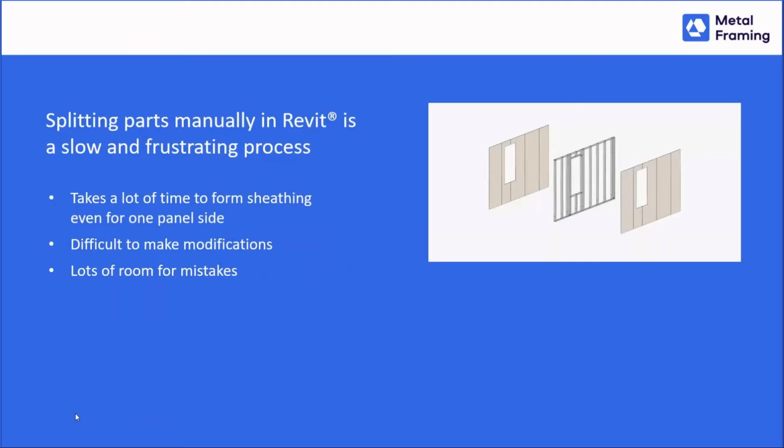Now, sheathing parts. Now we're talking about drywall layers, or gypsum boards, OSB boards. Usually users divide parts to get the sheathing on their walls. But splitting parts manually in Revit is a very frustrating process. It takes a lot of time to form sheathing, even for one panel side. It's also difficult to make modifications, and there's a lot of room for potential errors.